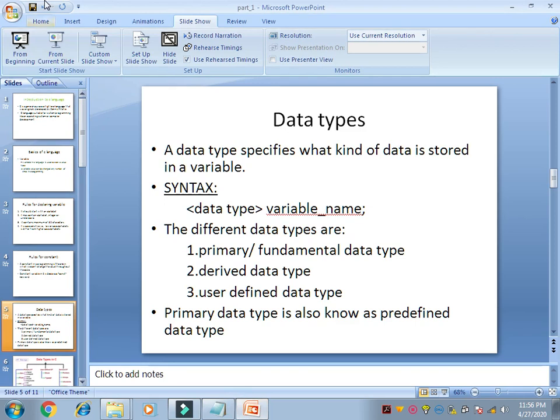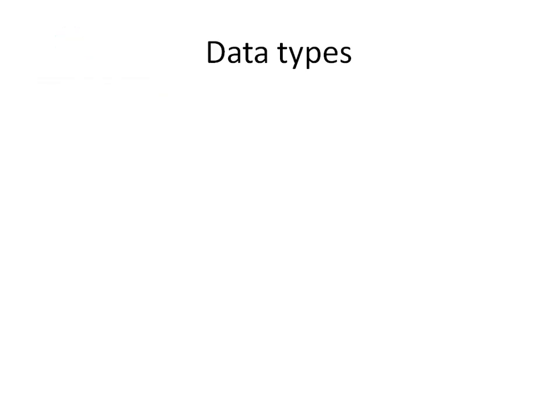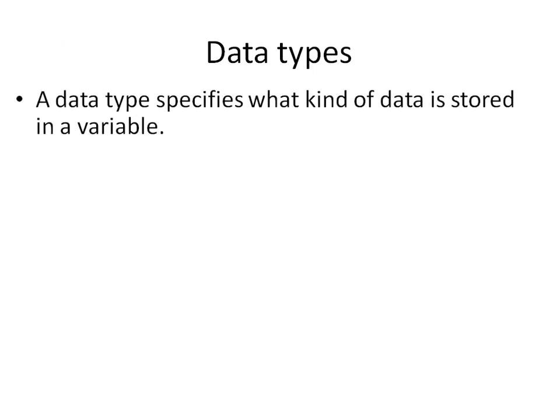Coming back to the session. Data types. We already know that in variable declaration, firstly we mention the data type. What does a data type mean? The data type specifies what kind of data is stored in a variable. I said that sum equal to 10 or a equal to 10 stores a value 10. 10 is of type integer, hence there we declared it as an int, of data type int.